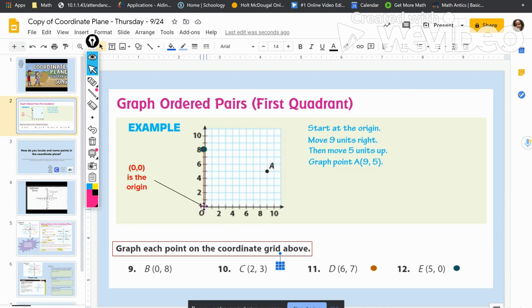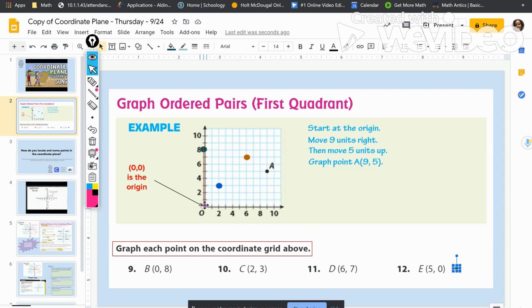Okay, for point C, my ordered pair is 2, 3, so I'm going to start at the origin, then I'm going to move 2 units to the right, and then I'm going to move 3 units up, so 1, 2, 3. Plot my point C. Point D is 6, 7. Start at the origin, 6 units to the right, 7 units up. Plot my point.